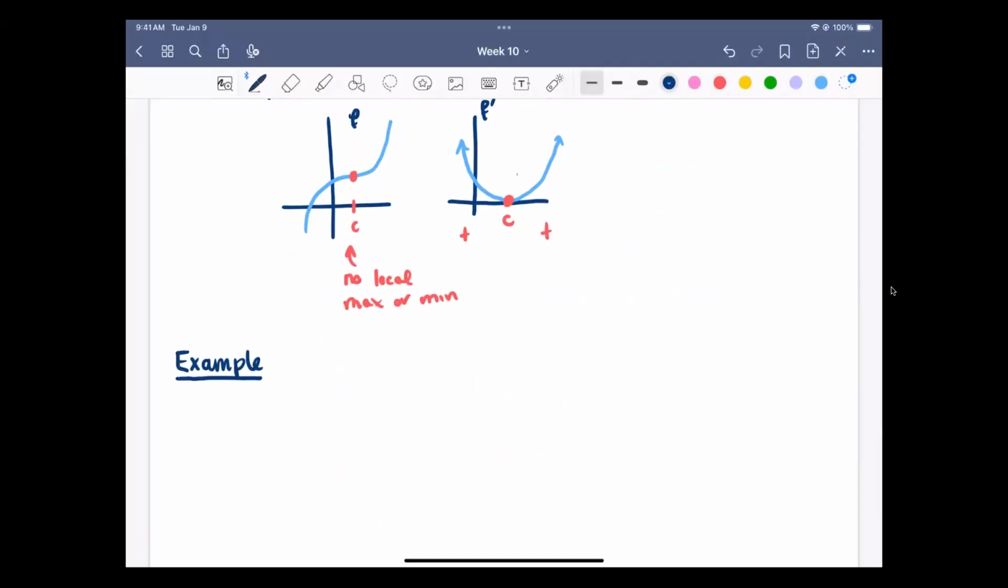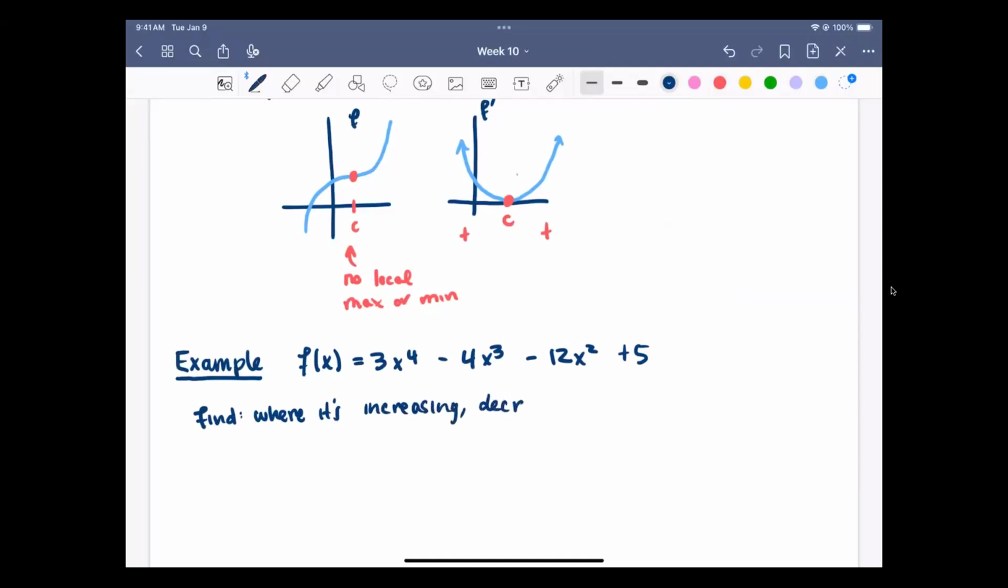Okay, so we're gonna find where this function is increasing, decreasing, and we'll find the local maxima and minima as well for this function. So we're gonna find where it's increasing, decreasing, and we'll find the local maxes and mins.